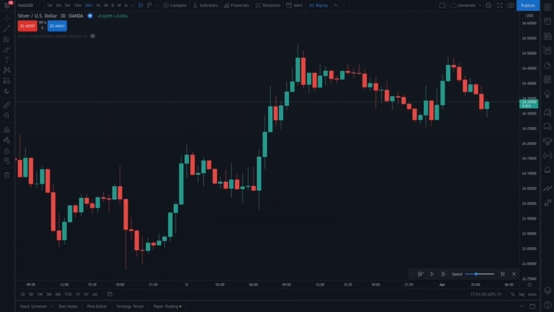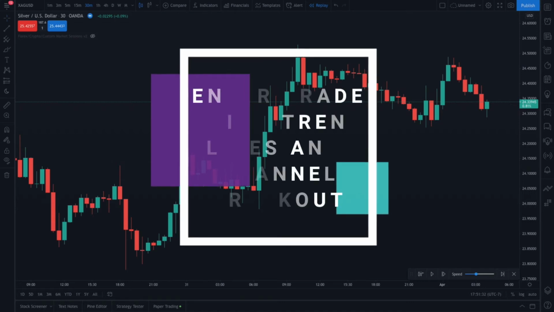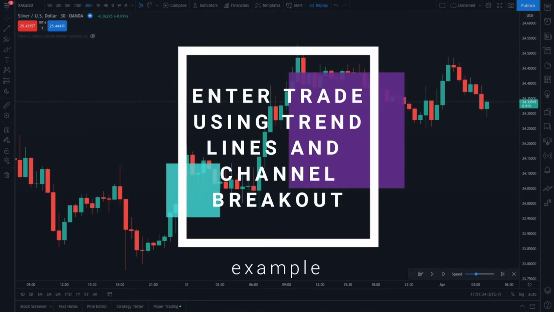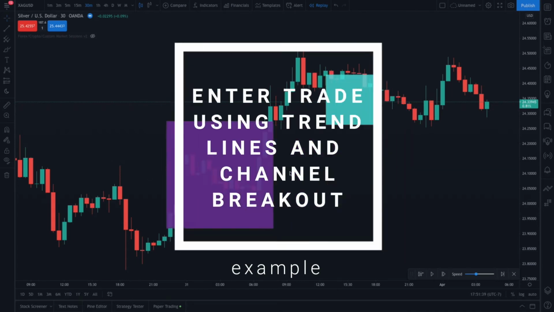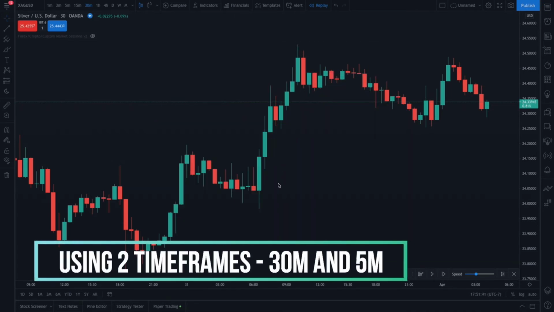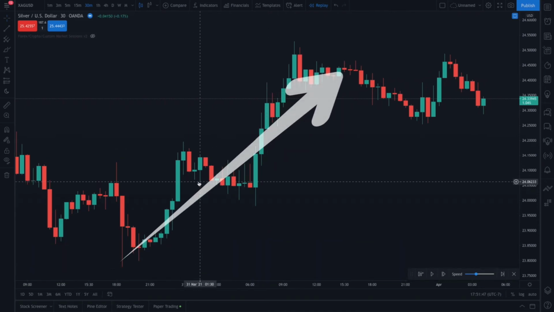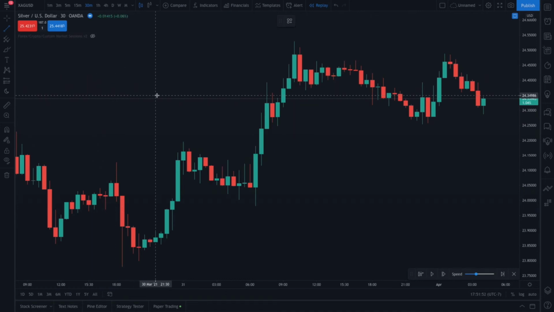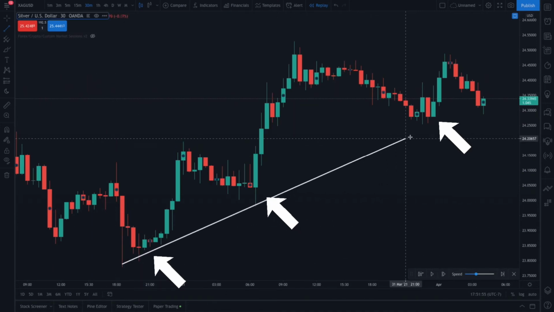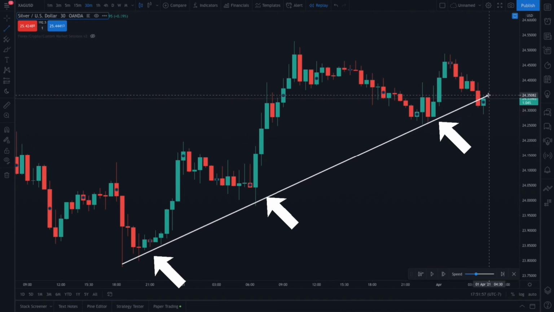Now let's jump right into an example on how you can use what you have learned so far to actually take a trade just by using the trend lines and channels, looking at two different time frames first. Again, we're going to start by identifying what kind of trend we have, and looking at the chart I can see that I am having an uptrend, and I'm going to connect my lower swing points to create a trend.